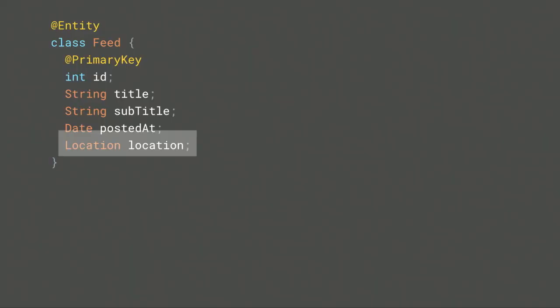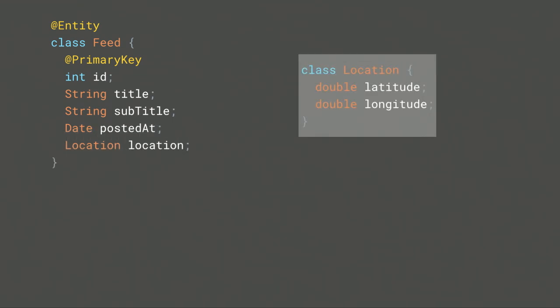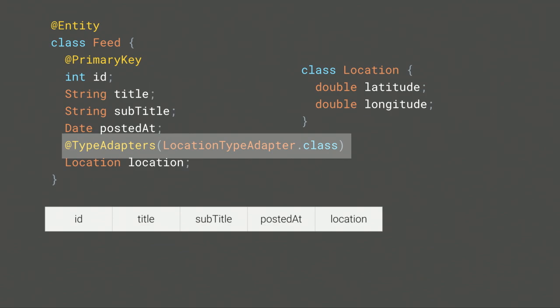Now let's talk about even more complicated stuff. What happens if you have a class hierarchy in your data model universe that has an object graph that is not flat? In this case, we are adding a Location object that has two double fields, latitude and longitude, into our feed. Now what happens at compile time? Once again, at compile time, you need to tell Room how to store this field, since especially here, it's not a primitive type, but it's a type that has subfields in it.